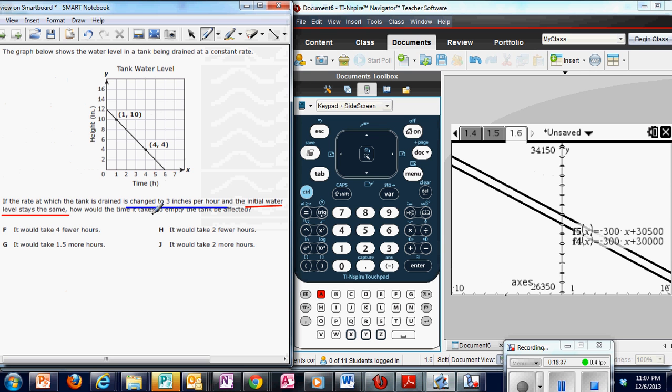I'll just use a line. Time it takes to empty be affected. Okay. Well, first off, we were draining it, so that lets us know we have a negative slope for this line.